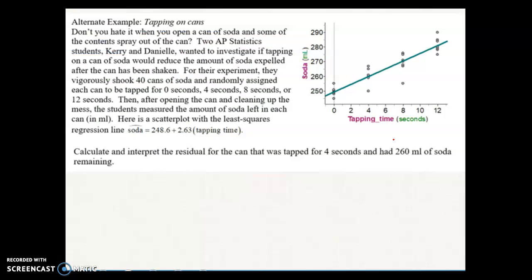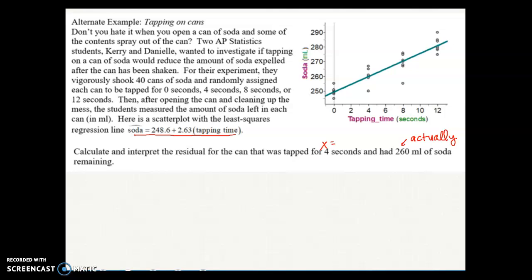So in our tapping on cans example, we were given this equation for our regression line. So we can predict how much would be at 4 seconds, and that would be our explanatory variable, so x equals 4. But then this is what actually happened. Someone actually took a can of soda, shook it up, tapped on the lid for 4 seconds, and then after it exploded, they measured 260 milliliters of soda. Okay, so in order to find and interpret the residual, we first have to find the predicted.